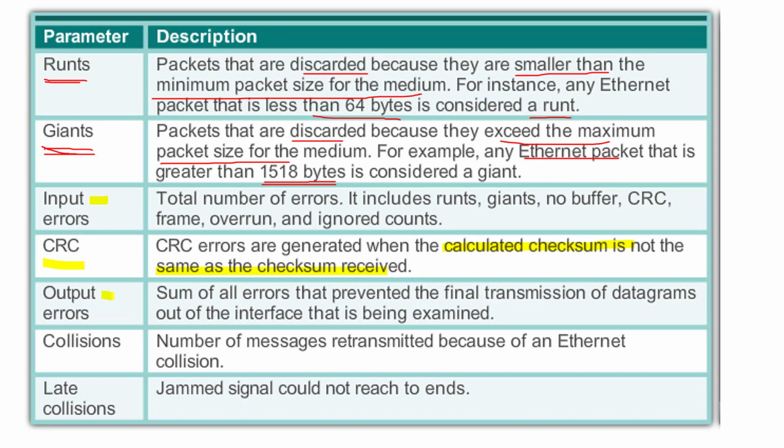So what does input error mean? Input error means the total number of errors. It includes runts, giants, no buffer, CRC, frame, overrun, and ignored. So all these things total.